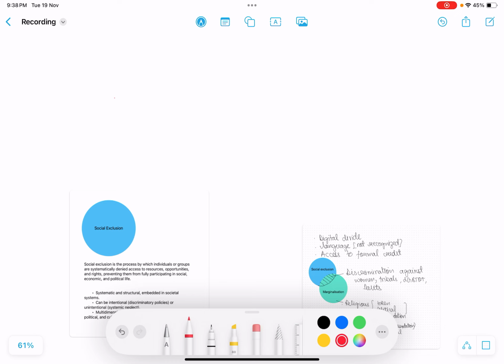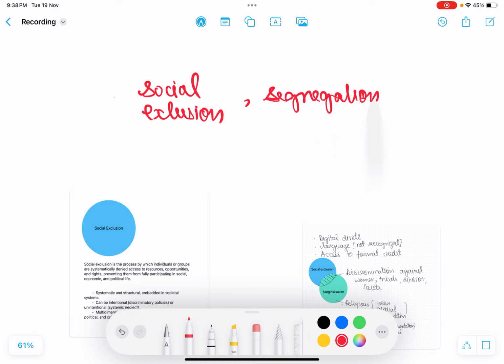In this video, we are going to be learning about social exclusion and segregation and marginalization. So we are going to learn about what are the differences between these three and how do they work. So what are they? Let's get started with this.